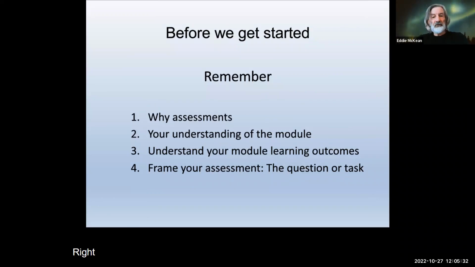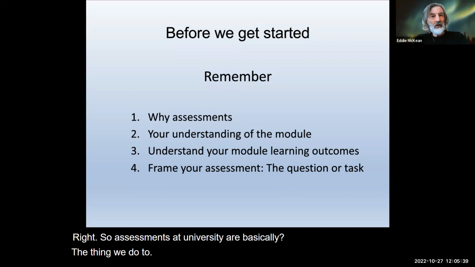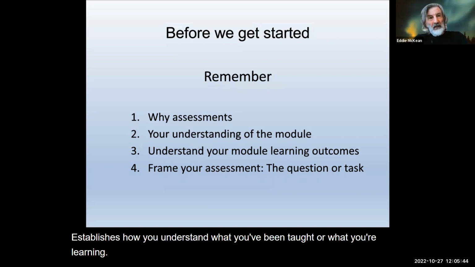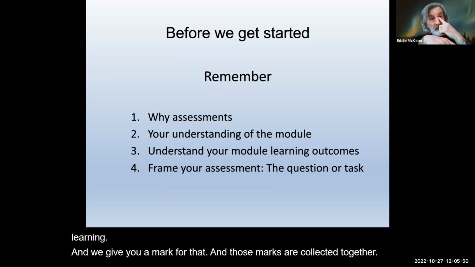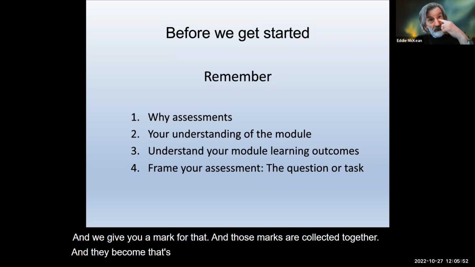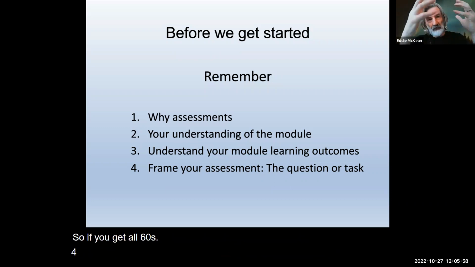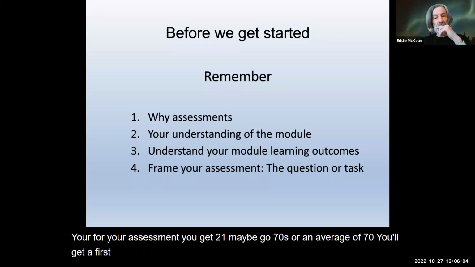Assessments at university are basically the thing we do that establishes how well you understand what you're being taught or what you're learning. And we give you a mark for that. And those marks are collected together and that's what your degree's based on. So if you get all 60s for your assessments, you'll get a 2-1. If you get all 70s or an average of 70, you'll get a first class degree anyway.